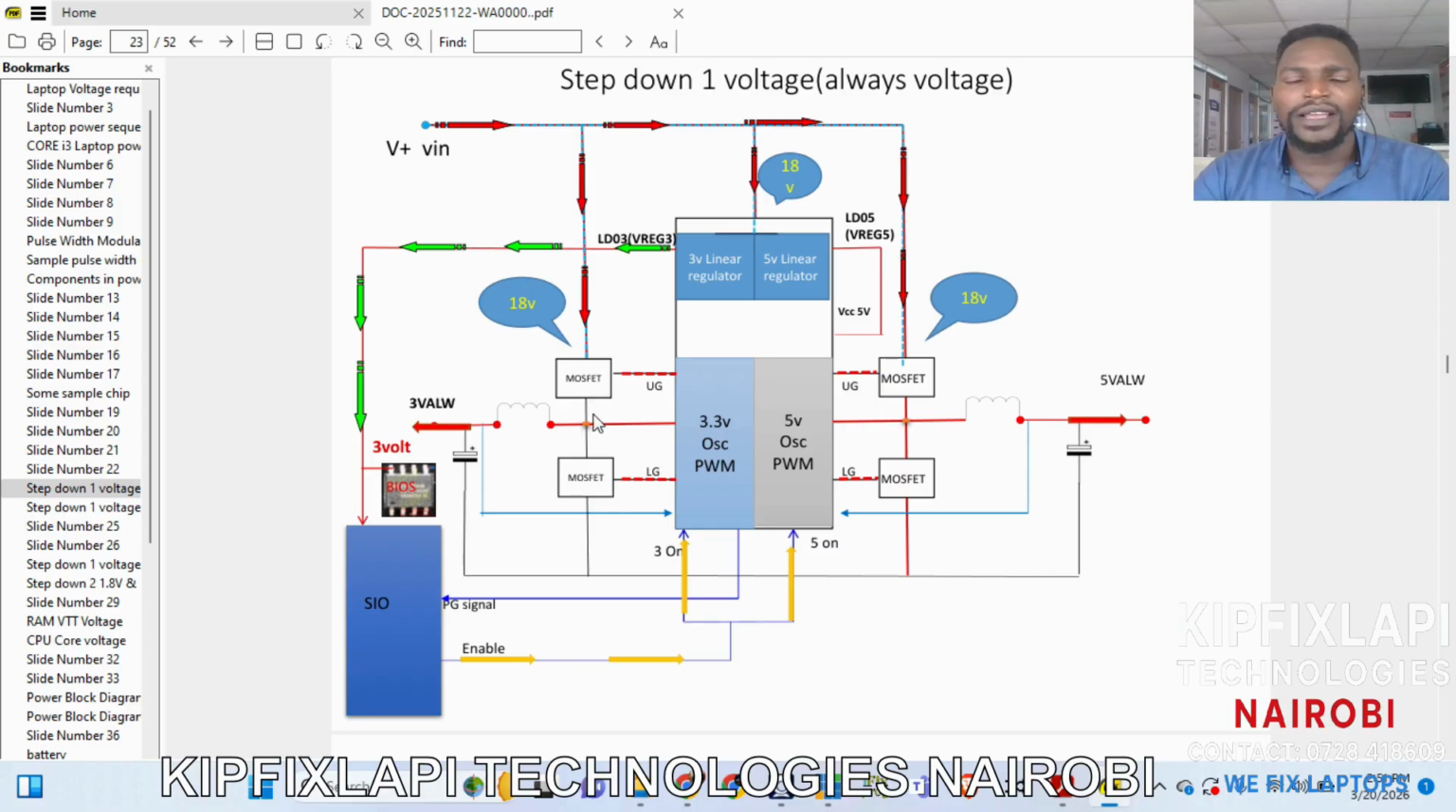Then you will have the two MOSFETs, whereby the two MOSFETs are responsible for generating the 3.3 from one side, then you have the 5.0 from the other side. The SIO is the one in charge of all those generations. I know this IC is the one generating this, but before this IC generates the voltages, it also needs permission from the SIO, and that is how the step one voltages work. I believe you got something out of the discussion.